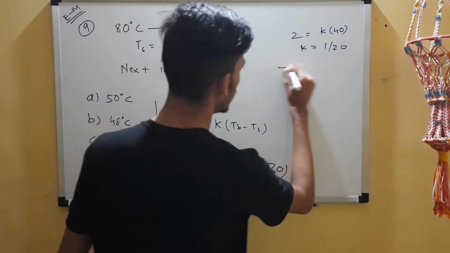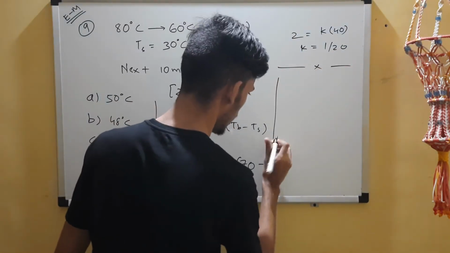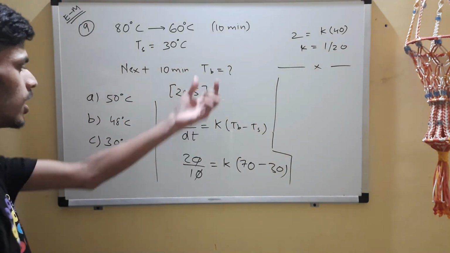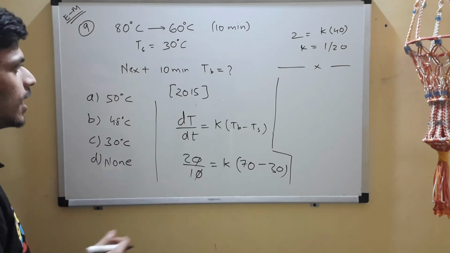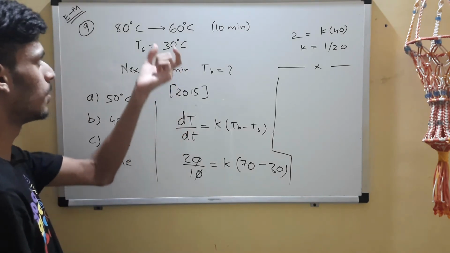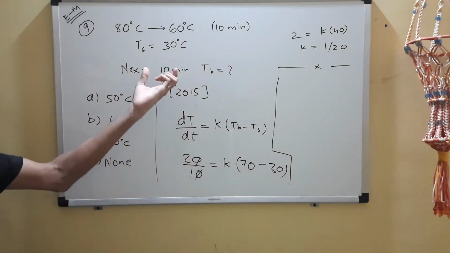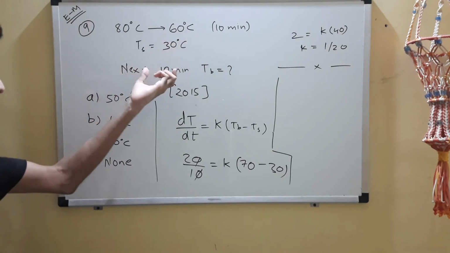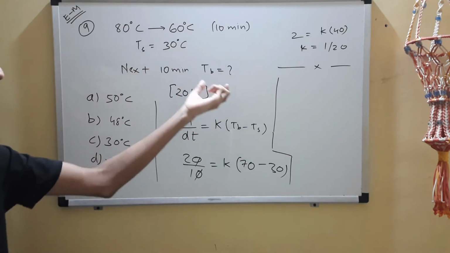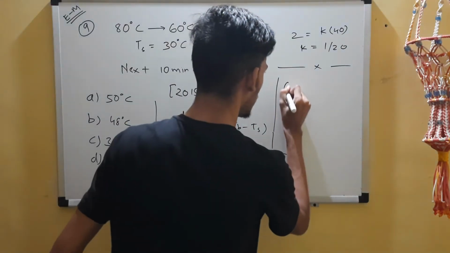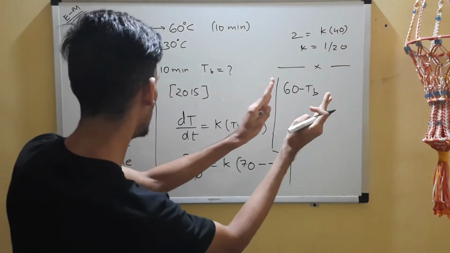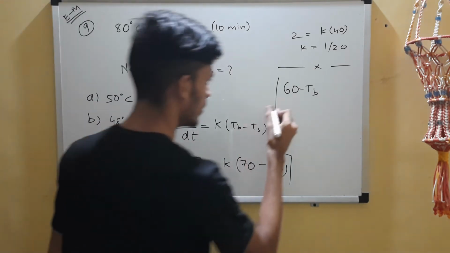Now let's apply Newton's law in the second scenario. Okay, the next 10 minutes. So you can see that the temperature of the body is unknown. We have to find it for the next 10 minutes. So dT, what is the change in temperature? In this case, the body begins at 60 degrees Celsius, right? In the next 10 minutes, the body will begin at 60 degrees Celsius and it will go to some TB, which we have to find. So the temperature change is 60 minus TB, right? It begins at 60, it goes to TB. Okay, so 60 minus TB, that is the temperature change.